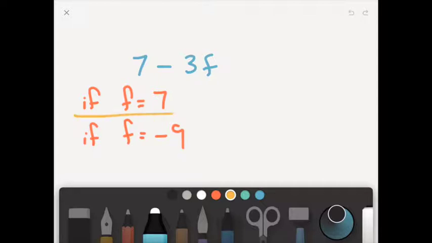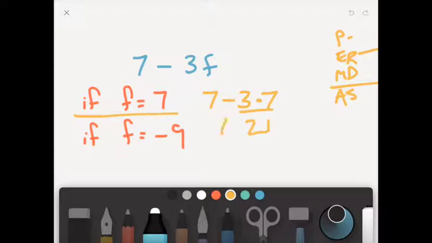So let's start with this easy one, if f equals 7. So 7 minus 3f, and since f has a value of 7, I'll write times 7. Easy enough. And now I need to remember to evaluate this according to order of operations, which is, as we've talked about, parentheses, then exponents and roots, multiplication, division, addition, subtraction. There are no parentheses, there are no exponents or roots. We're going to start with our multiplication.